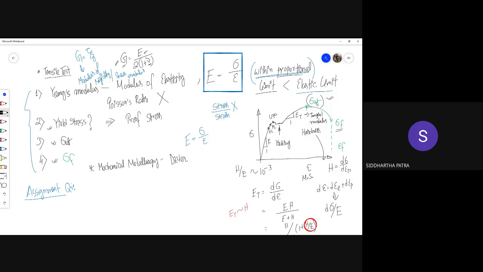But the question here is the assignment question. Please write it down. Why does the material fail at a stress smaller than the ultimate stress? Or in other words, why is sigma F, the fracture stress, smaller than sigma UT? So that is your first assignment question. I'll let you know if there are any others, but that is the first assignment question.